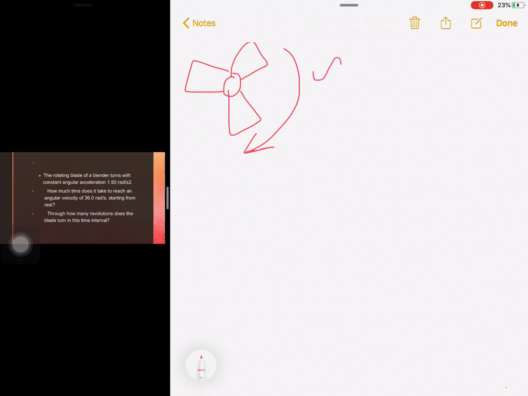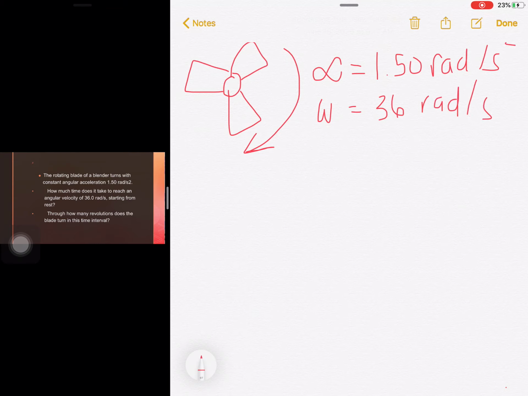So we have the constant angular acceleration, which is 1.5 radians per second. And we also have the angular velocity, which is 36 radians per second. Excuse me, angular acceleration is radians per second squared. Now, since it is stated here that it started from rest, then 36 radians per second is the final angular velocity. Our initial angular velocity will be 0 radians per second. Now, for letter A, we are being asked about how much time. So, we are looking for your time.